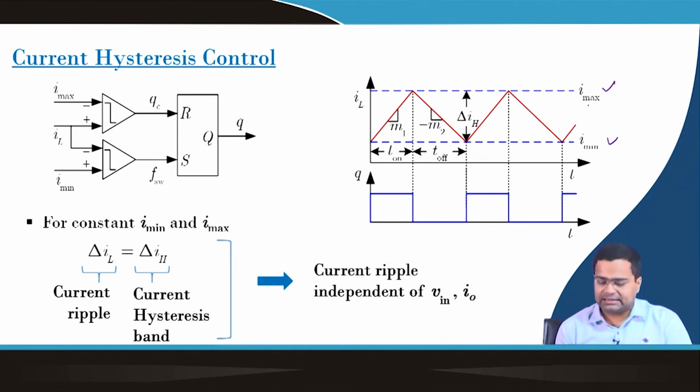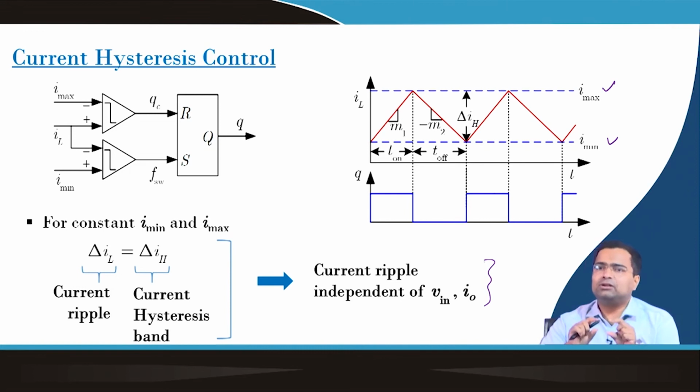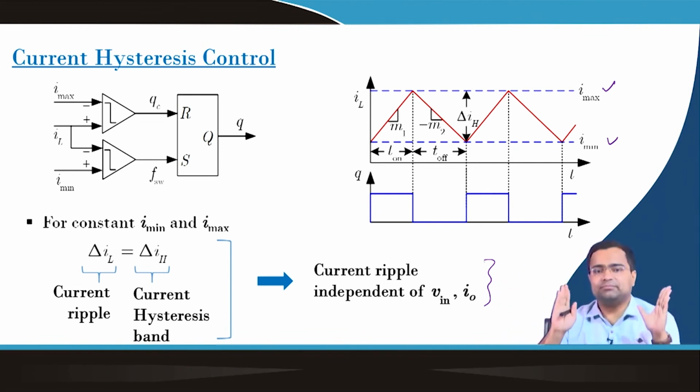But typically that means the current ripple here is independent of input voltage and load current. So, if we use a fixed current reference, the inductor current ripple can be maintained within the reference, and the ripple current will remain the same for wide variation in the input voltage, even if the load current varies. As a result, the time period will vary, because if the ripple current is kept constant, then the time period will vary for different input voltage conditions.